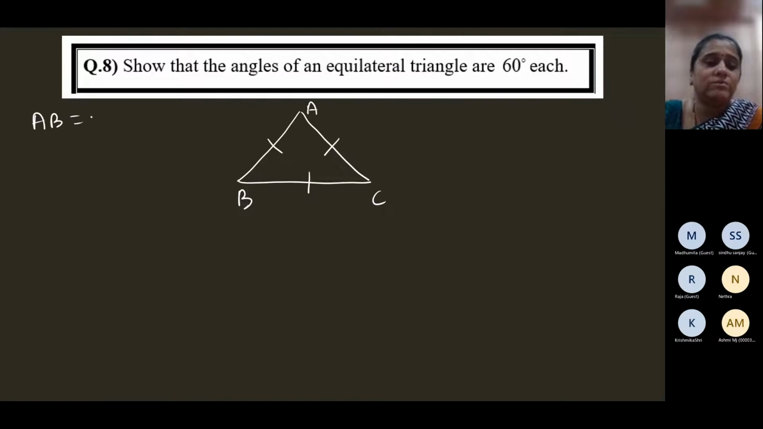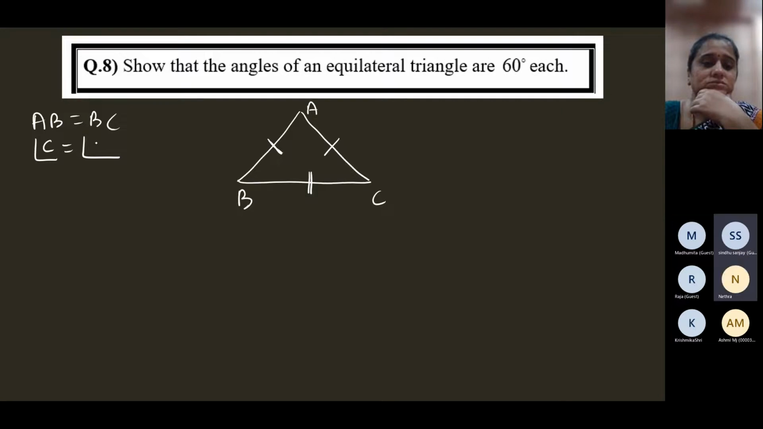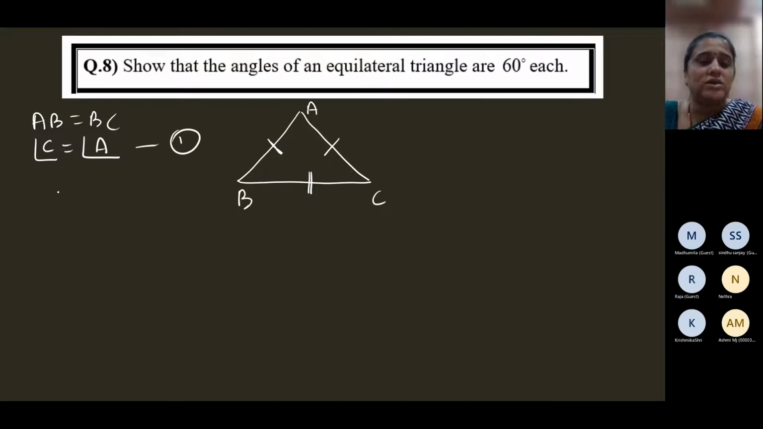AB is equal to BC. So which is the letter missing, children? AB is equal to BC. So opposite to AB is which angle? Angle C. Opposite to BC is which angle? A. So this is one result. Now take 2 other sides.